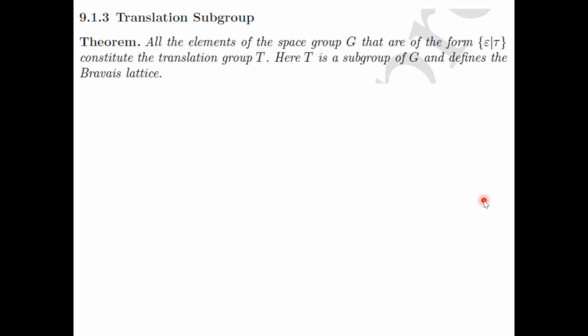Next topic is the translation subgroup. We have certain elements of the total space group G where we don't rotate, we use the identity for the point group part, and we have some translations tau. These operations are part of the translation subgroup T. T is a subgroup of G, clearly, right? And this translation subgroup defines the Bravais lattice, the collection of points that are equivalent by translations, okay?